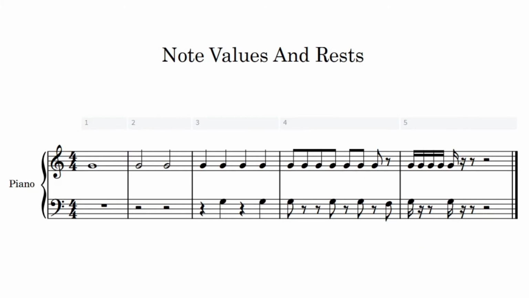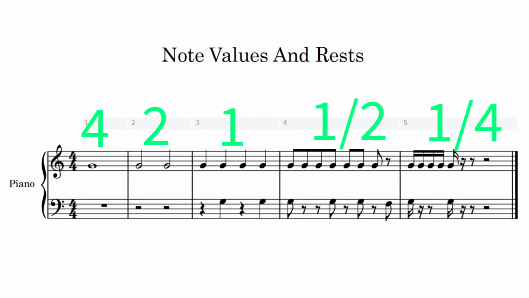So if we're counting the quarter notes, their value is now considered as 1. The half note is twice as long, so that makes it 2. The whole note is twice longer, so it's 4. These are half, and these are a quarter of a beat.